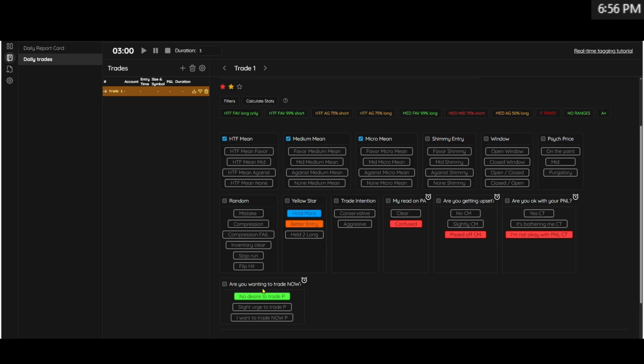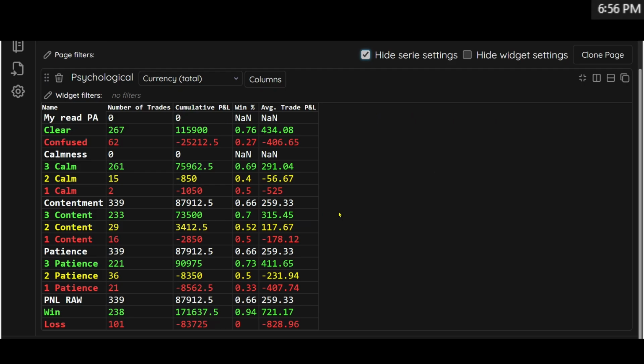Finally, we have, are you wanting to trade now? No desire to trade, slight urge to trade, I want to trade now, and then it has a P because this is the patient category. In the Finding Edge tutorial, I go over how I built this. Here is the calmness, contentment, and patient tags.